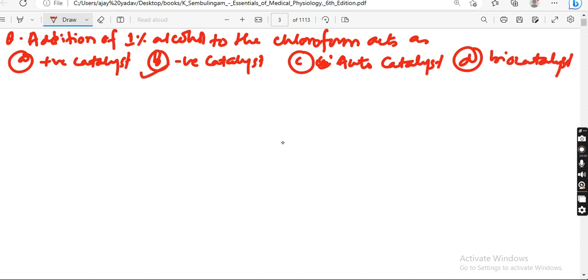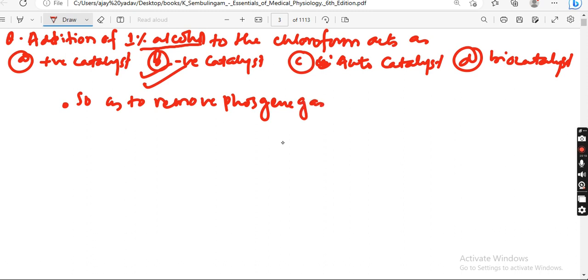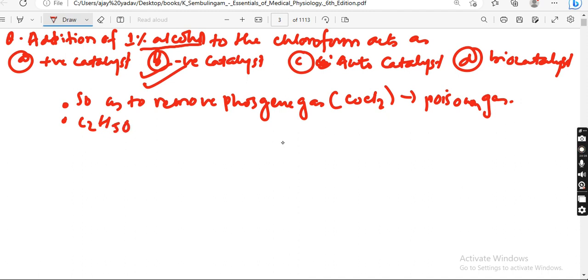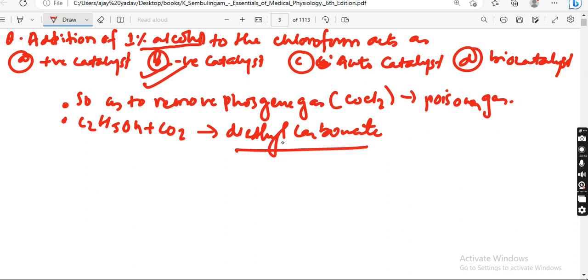You have to learn by heart that this acts as a negative catalyst. Why do we add 1% alcohol to the chloroform? So as to remove what? Phosgene gas, right? Phosgene gas, which is a poisonous gas, right? So what happens? Ethanol reacts with phosgene to form what? Diethyl carbonate, right?